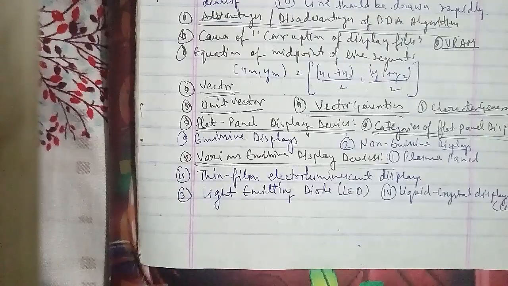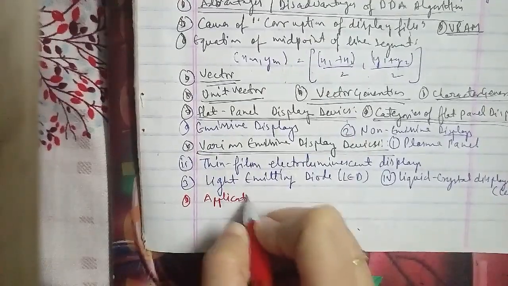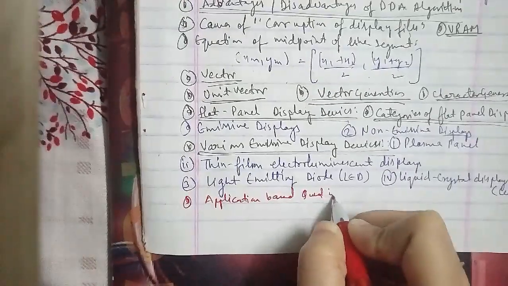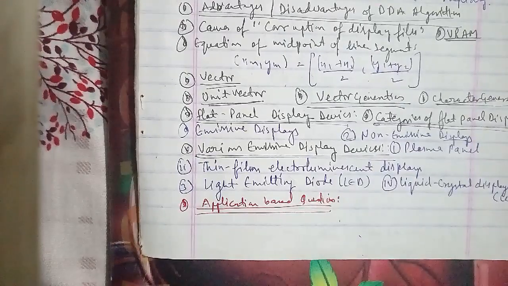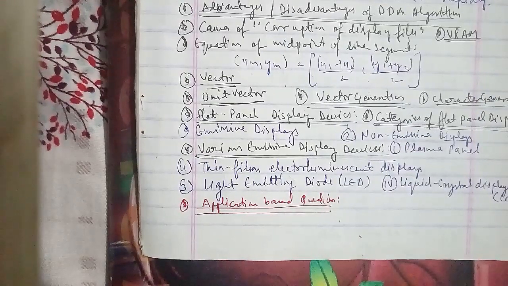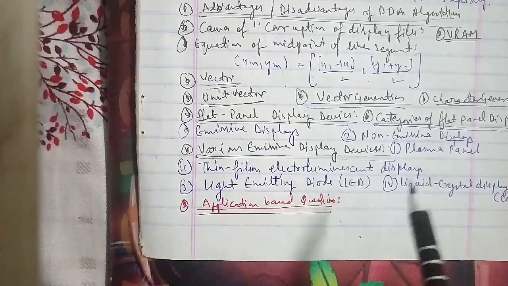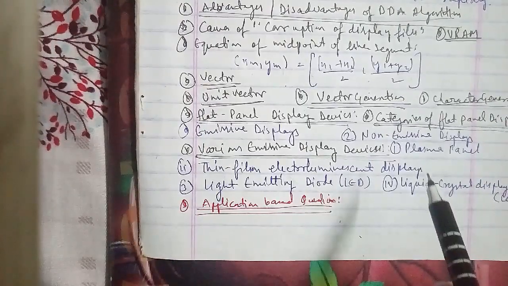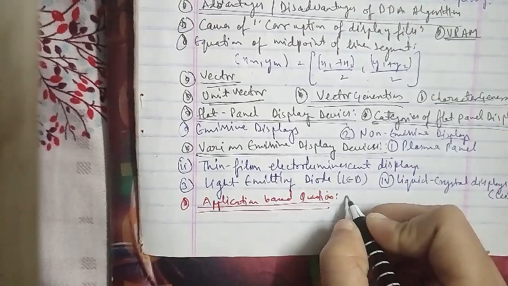Going ahead with the other question, and that is the application based question. In application based question, the first question we have here is to calculate the time period to scan each row of pixels if the resolution of the raster system is 1280 and 1024 and refresh rate is 30 frames per second. So we have to find out the time required.